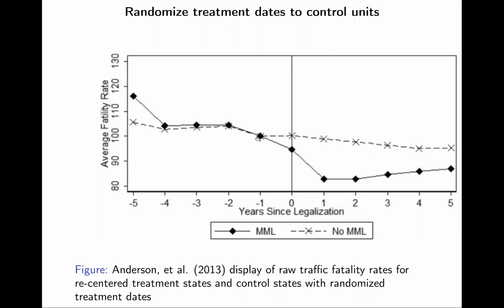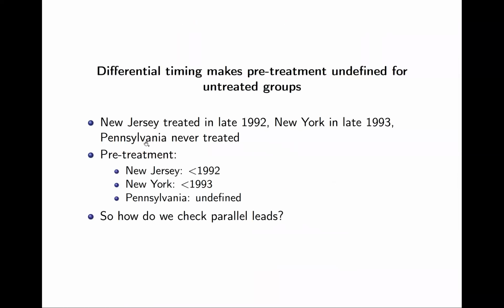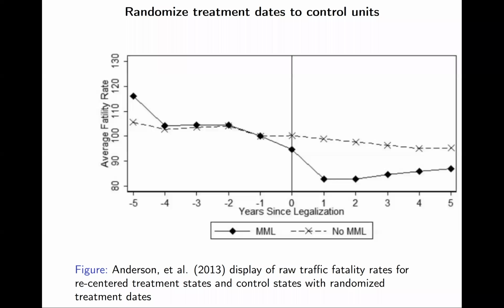But remember, this is differential timing. These are like a group of states that pass legislation at different points in time. And now you can get -1s, -2s, -3s on them and average them. But how are you getting these control states? Because we just got finished saying that when you have differential timing, the control states have undefined pre and post treatment. So you don't know what a -1 is for Pennsylvania, because there's multiple, and that -1 is always with respect to a treatment group.